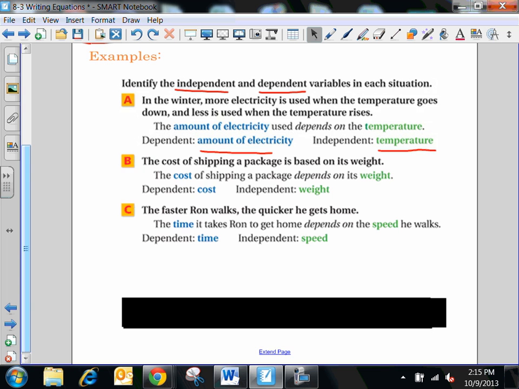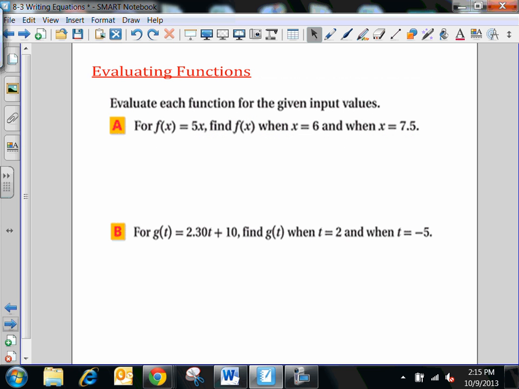Okay? All right. Probably the most practical thing we're doing this entire unit is talking about evaluating functions. Okay? Evaluating functions. And so we introduced yesterday what's called function notation, and that's where we have f of x is equal to 5x. Okay, so our f function is this right here, f of x equals 5x. And it wants us to evaluate when x is 6 and when x is 7.5.